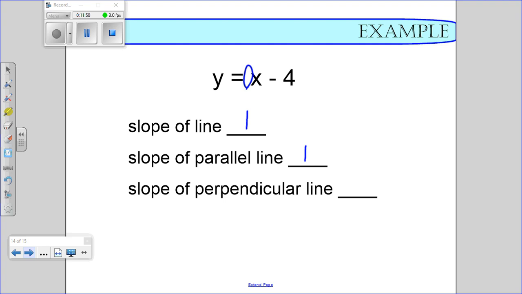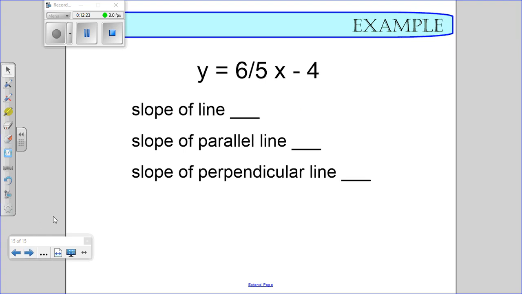Slope of a perpendicular line. Let's look at it. We need to take the negative, right? So since this is positive, we're going to have a negative here. Reciprocal: we can also say that this is 1/1. When we're taking the reciprocal, we're flipping it. It still is 1/1, so it is -1. Let me know if you have questions on this.